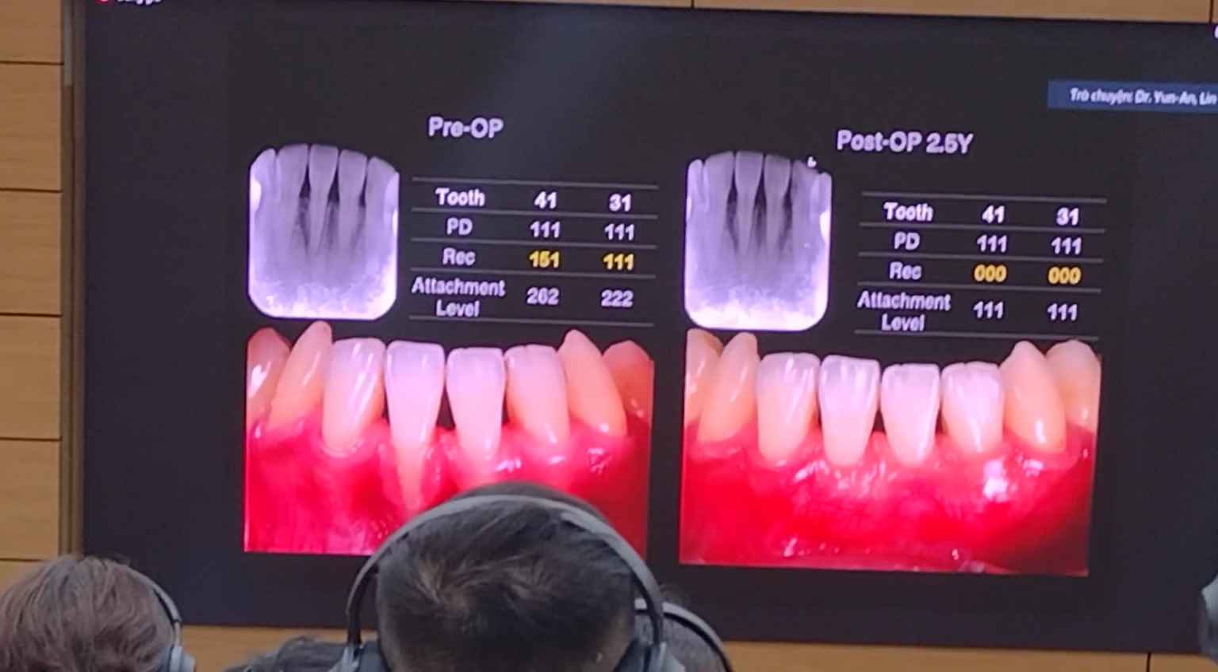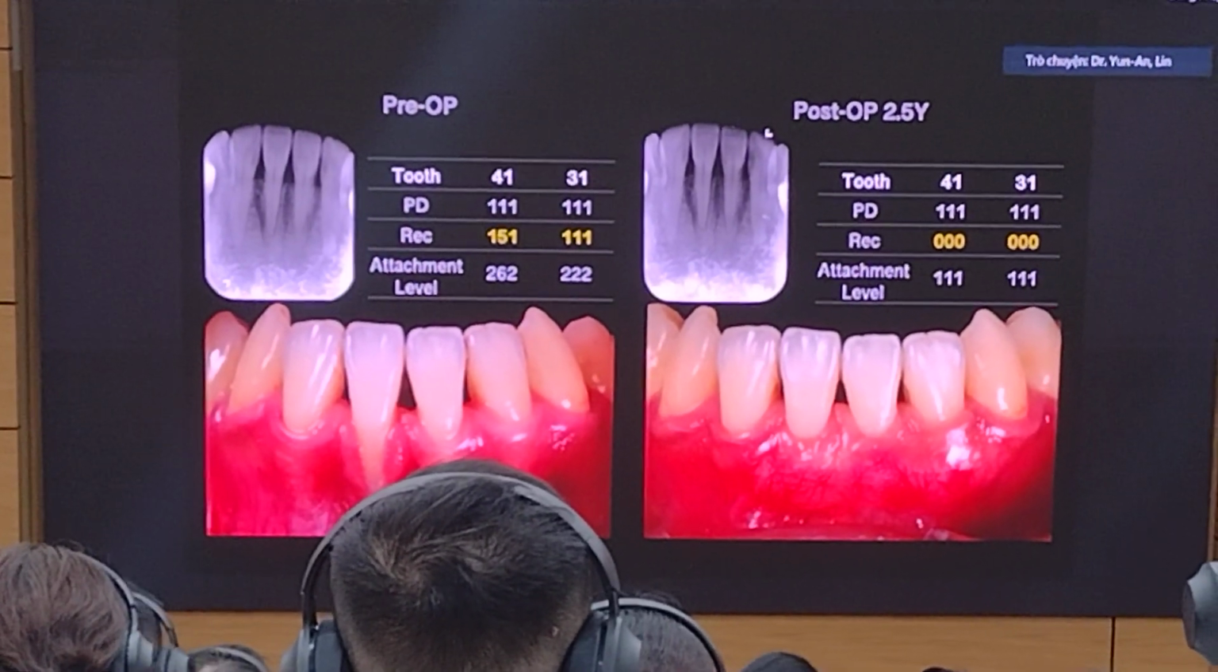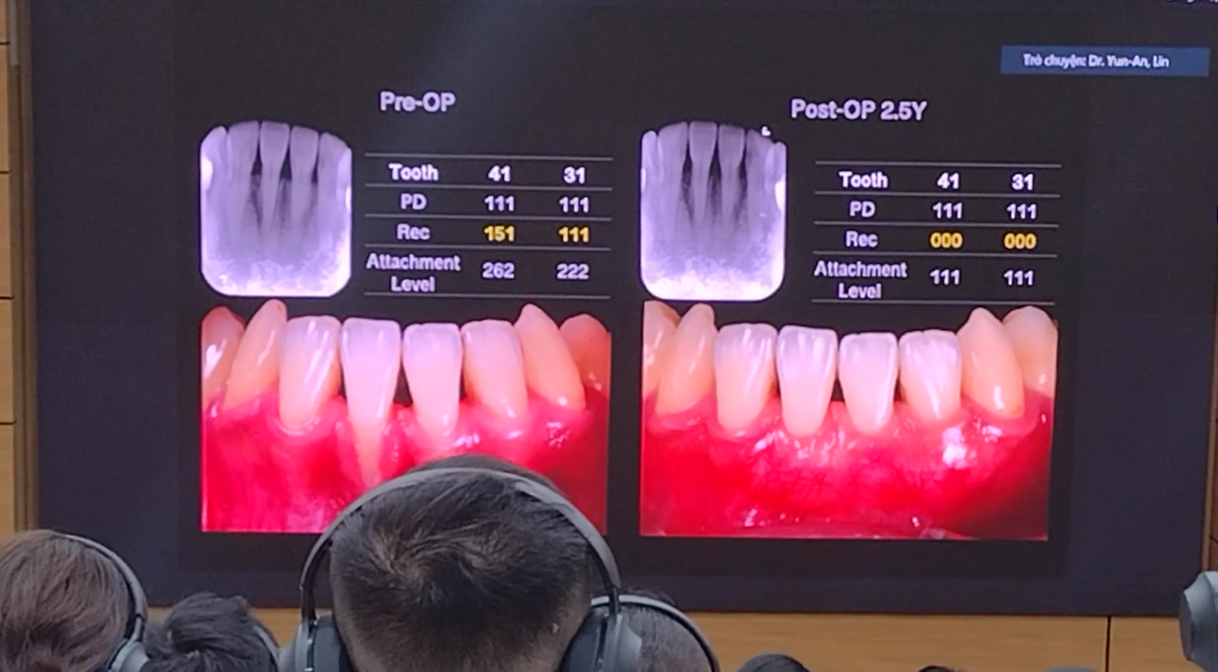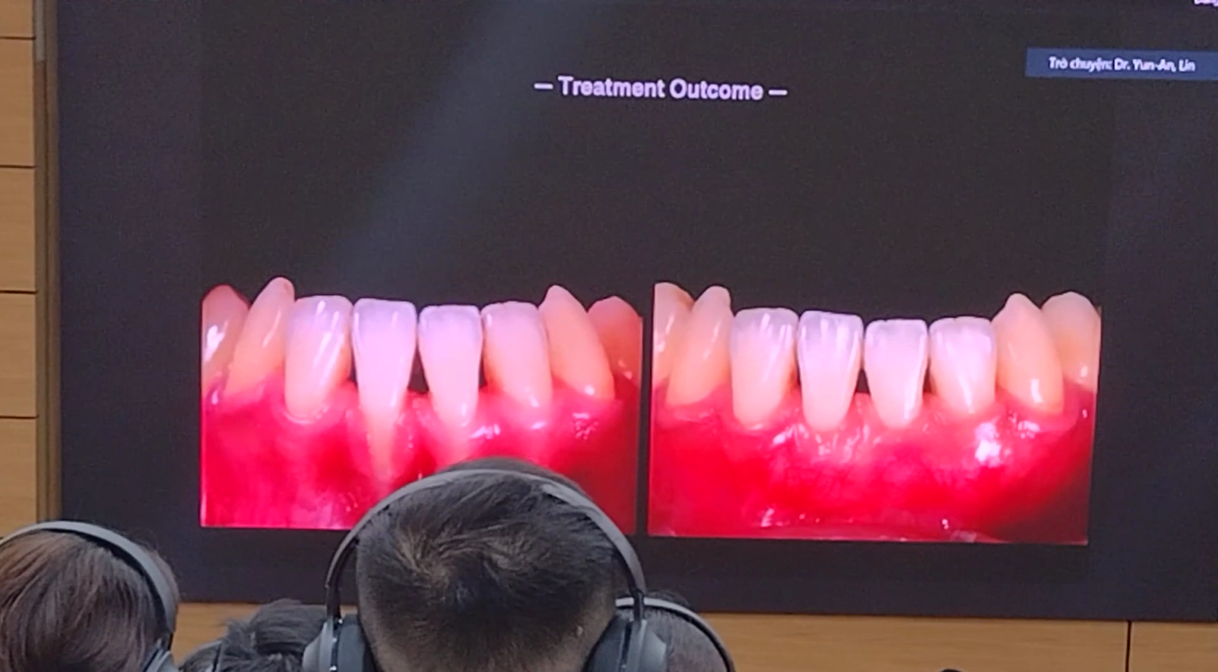The recession over tooth 41 was from 5 millimeters to 0 millimeters. And over tooth 39, the recession was from 1 millimeter to 0 millimeters. As a result, all three areas were improved by 1 mm or more.